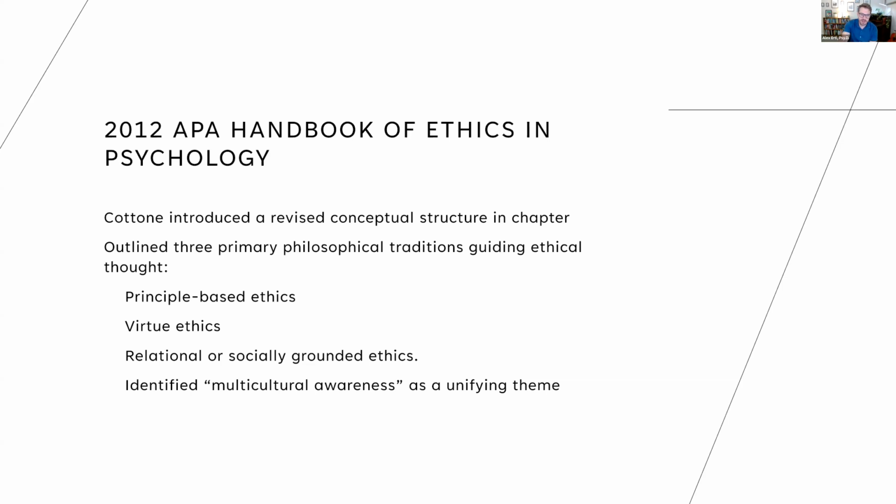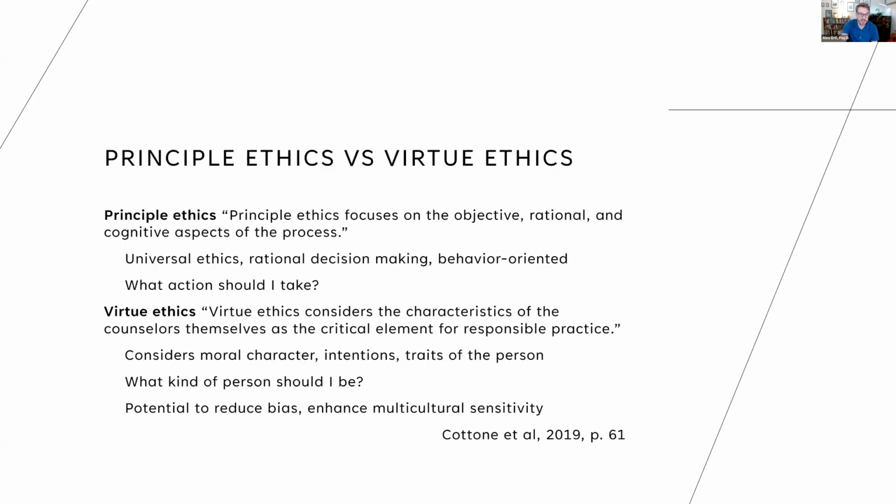And this has a little bit of bearing on the model that we'll be talking about today. So I want to define what principle ethics are and what virtue ethics are. Principle ethics focus primarily on objective, rational, and cognitive aspects of an ethical decision-making process. So these are universal ethics. These are when we say, like, don't do this because it's bad. We're making a universal statement here. We're saying these are the wrongs, these are the rights. It's behavior oriented, it's guided by rationality. It kind of answers the question, what action should I take?